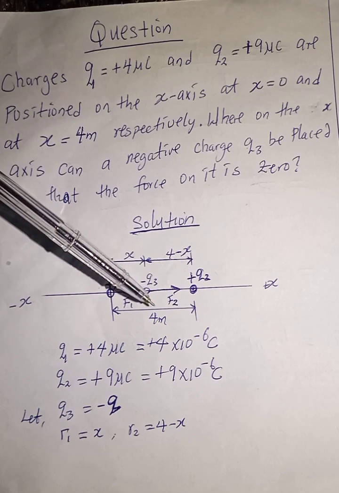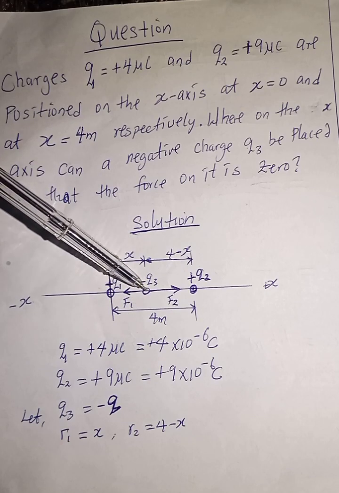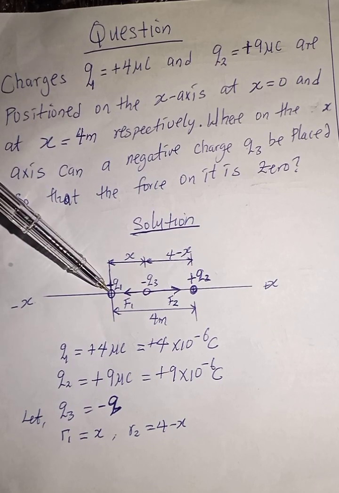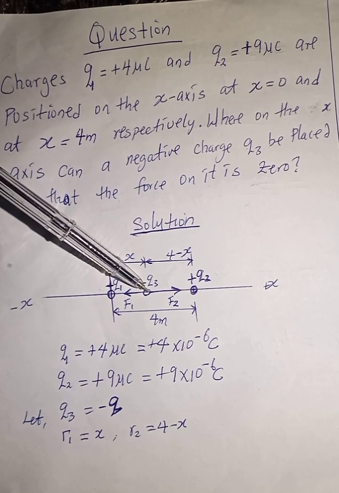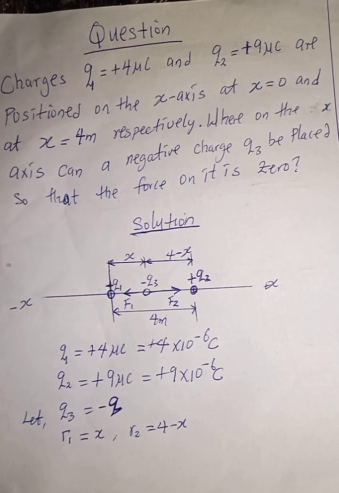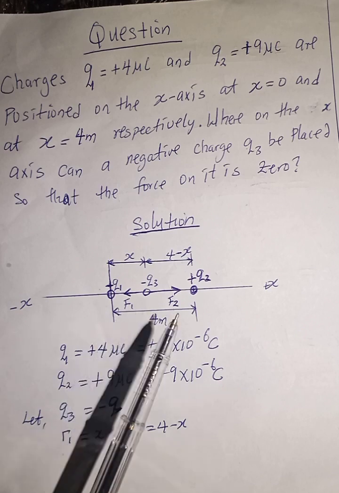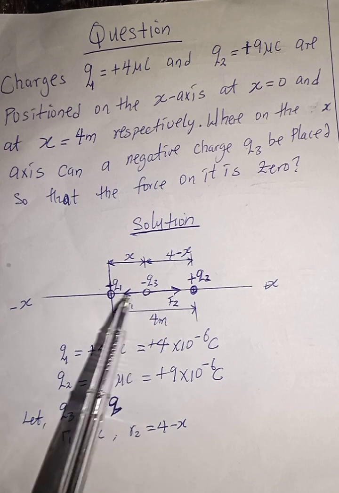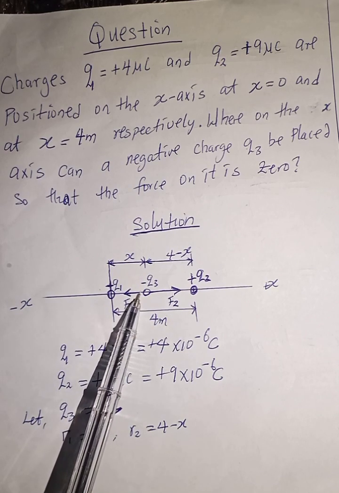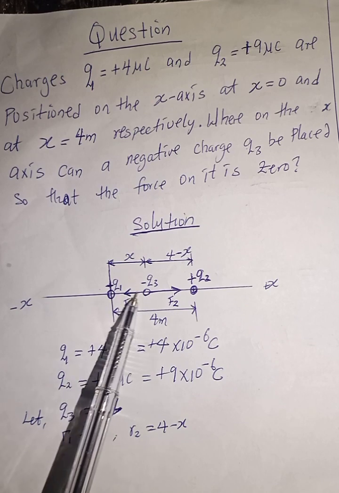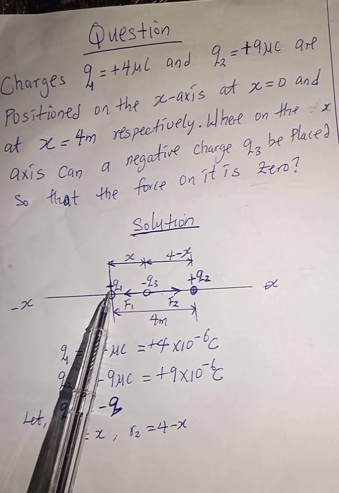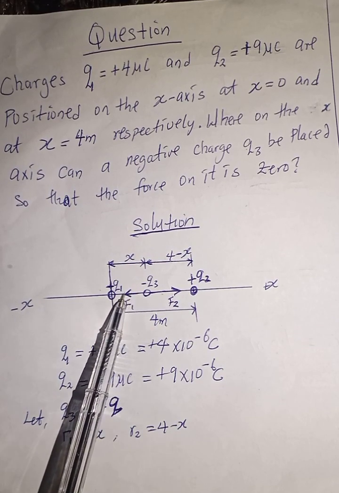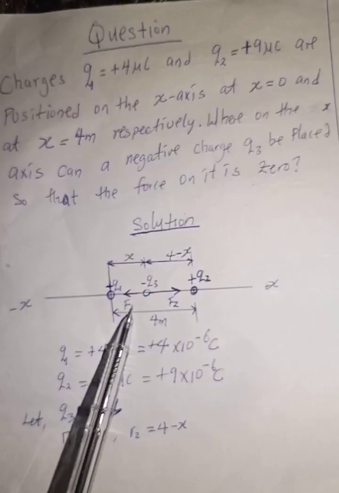So the next thing you are going to do now, you check. If you check this very well, this Q1 will be attracting this minus Q3 towards itself. So the forces will be coming in this direction. Q1 will be attracting Q3 to this side, that is towards itself, because attraction means it will draw it closer to itself. So the force will be going towards this direction. That's why you see the arrowhead F1.